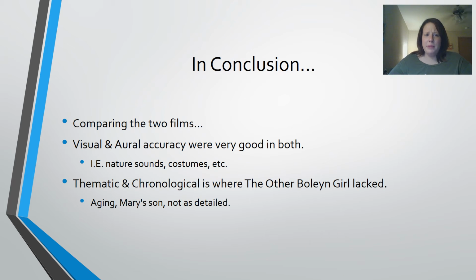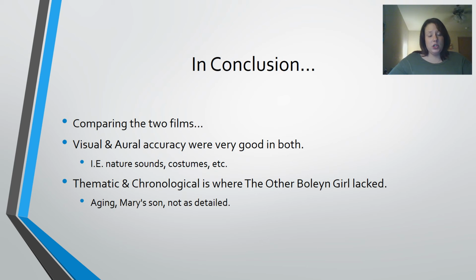In conclusion, when comparing the two films, The Other Boleyn Girl and Anne of the Thousand Days, me and Kylie both feel like they did good in the visual and oral accuracy. When looking at the nature sounds, the costumes, etc., we didn't see anything glaring that was like, this does not fit at all. But when we looked at the thematic and chronological accuracy, we felt like The Other Boleyn Girl kind of lacked in that sense.